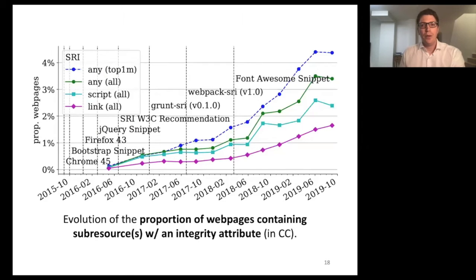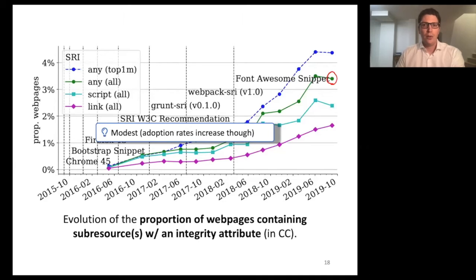So here we depict the proportion of web pages in Common Crawl that contain at least one sub-resource with an integrity attribute. And what we can notice here is that by the end of 2019, about 3.5% of web pages contained an integrity attribute for a script or link. And this adoption is modest, but as shown in the figure, it's increasing. So this is encouraging.